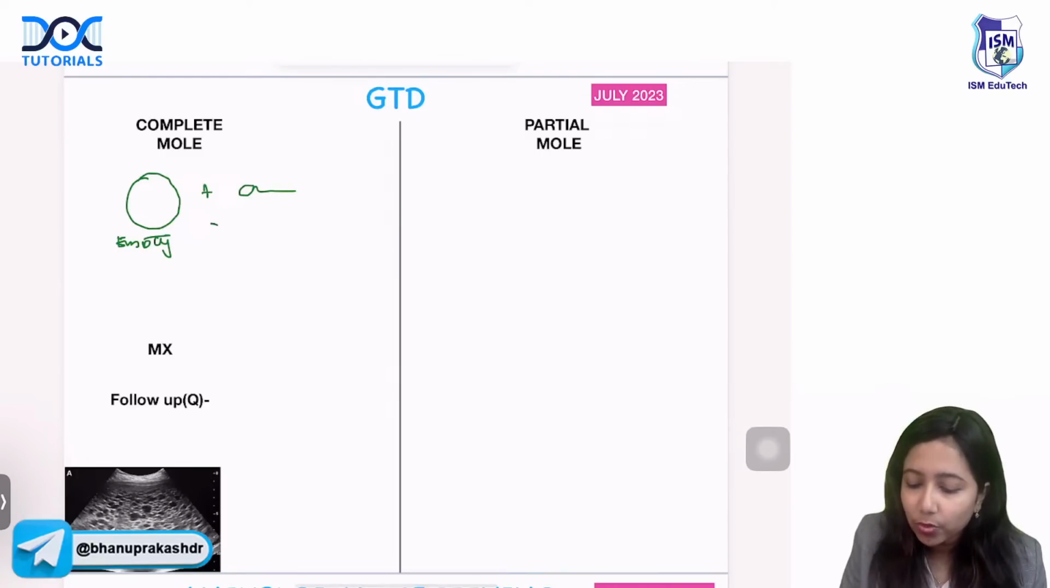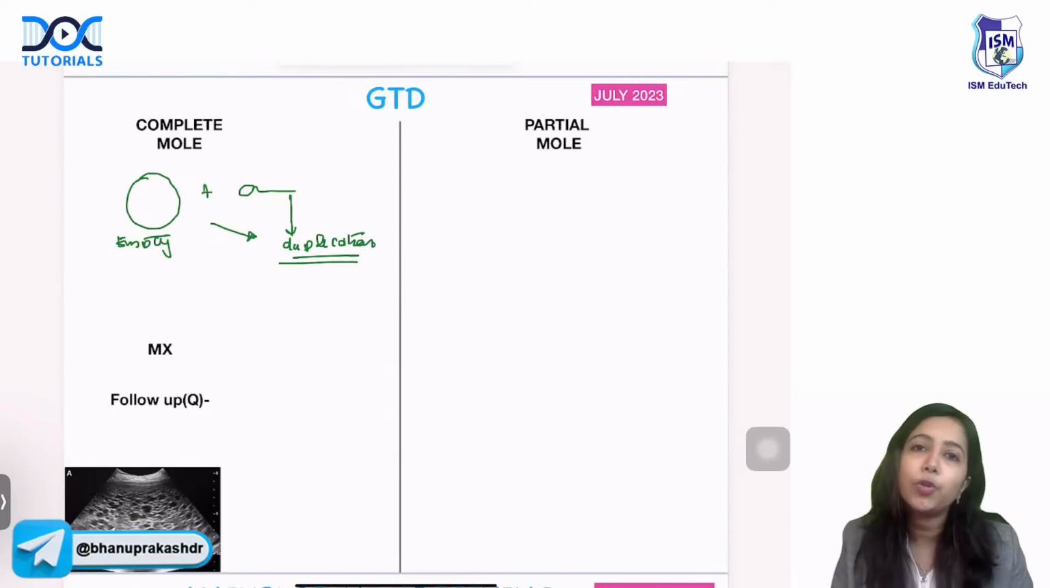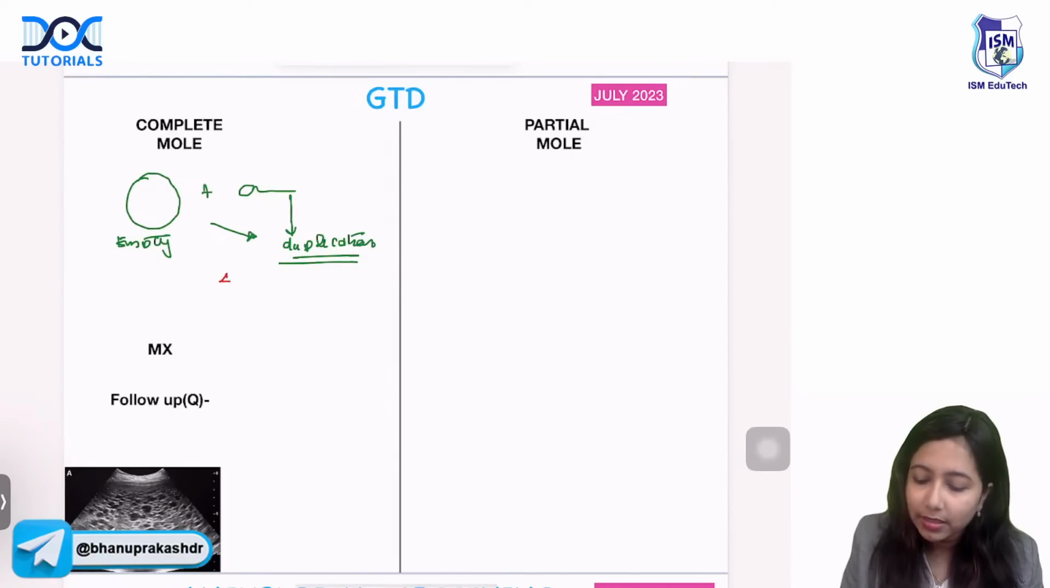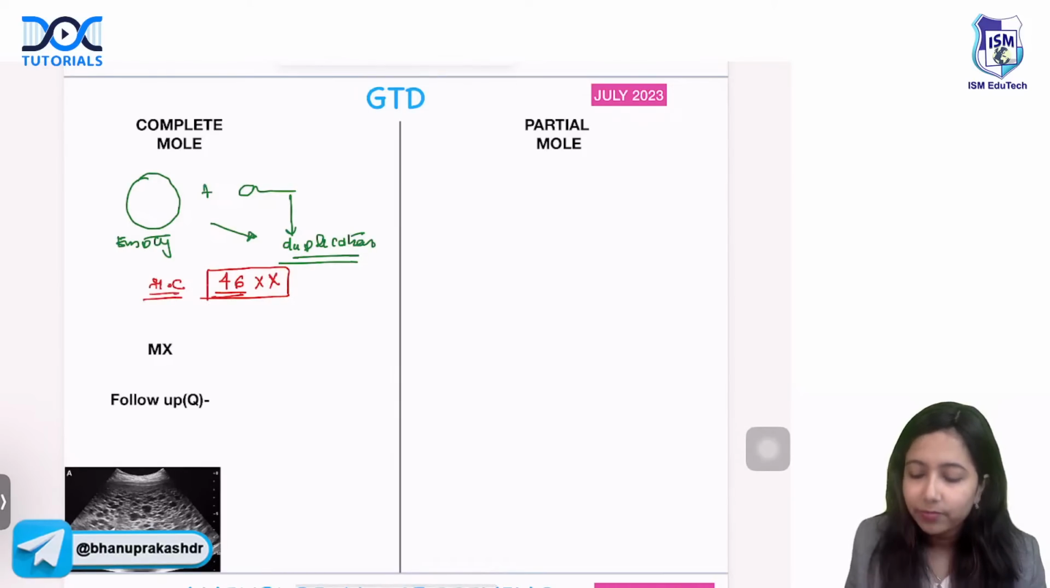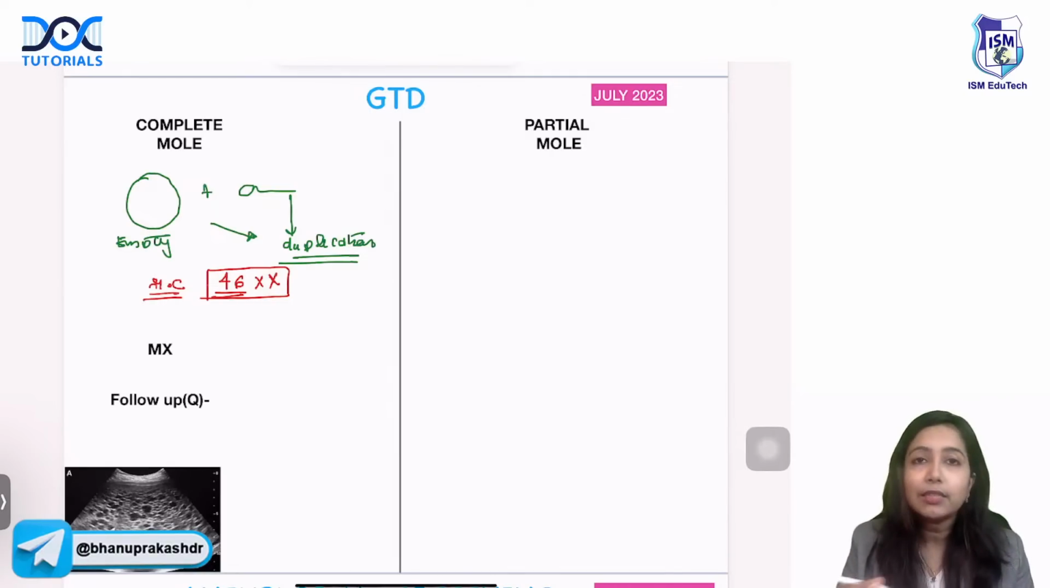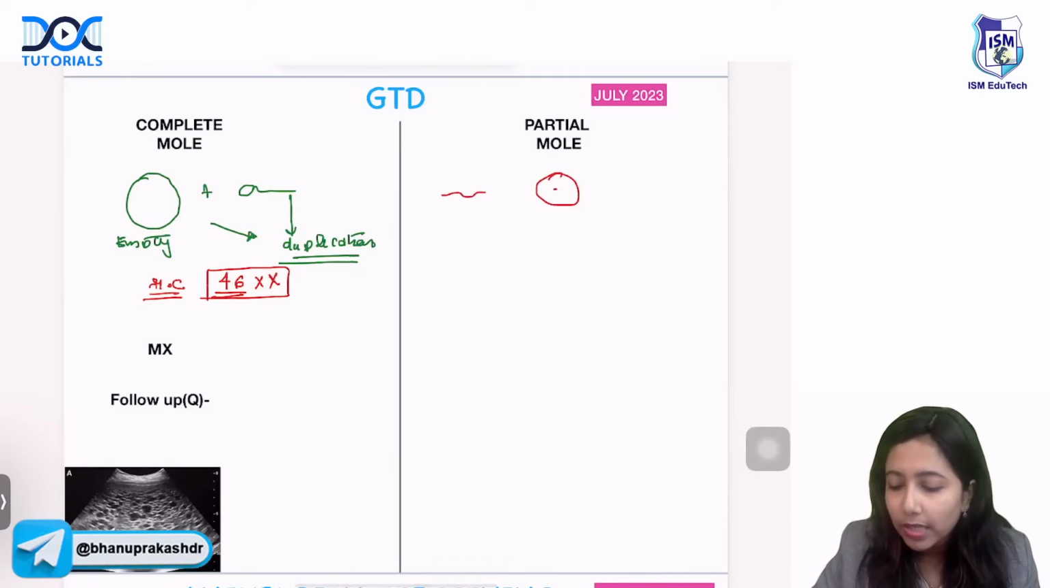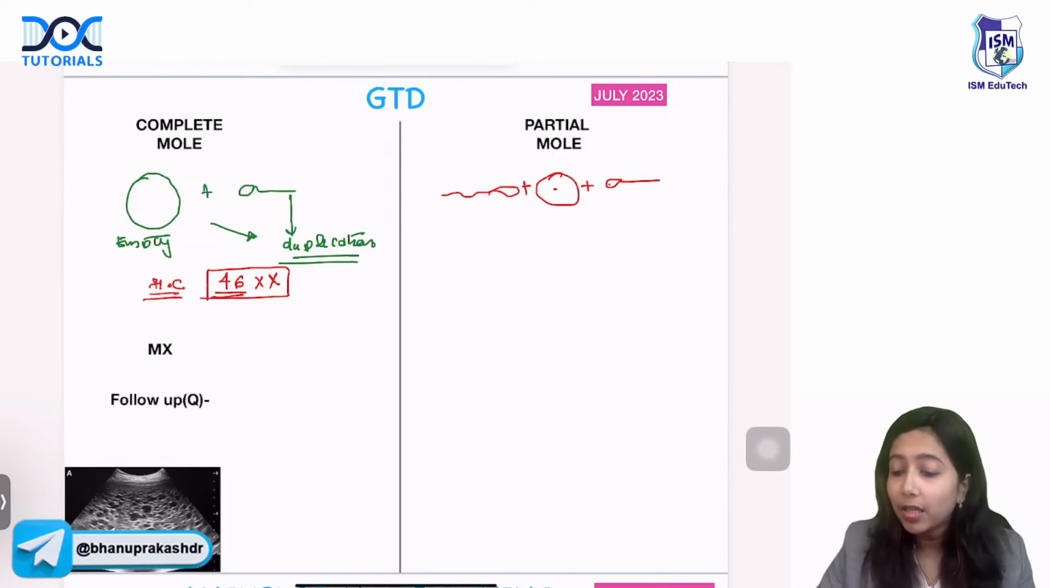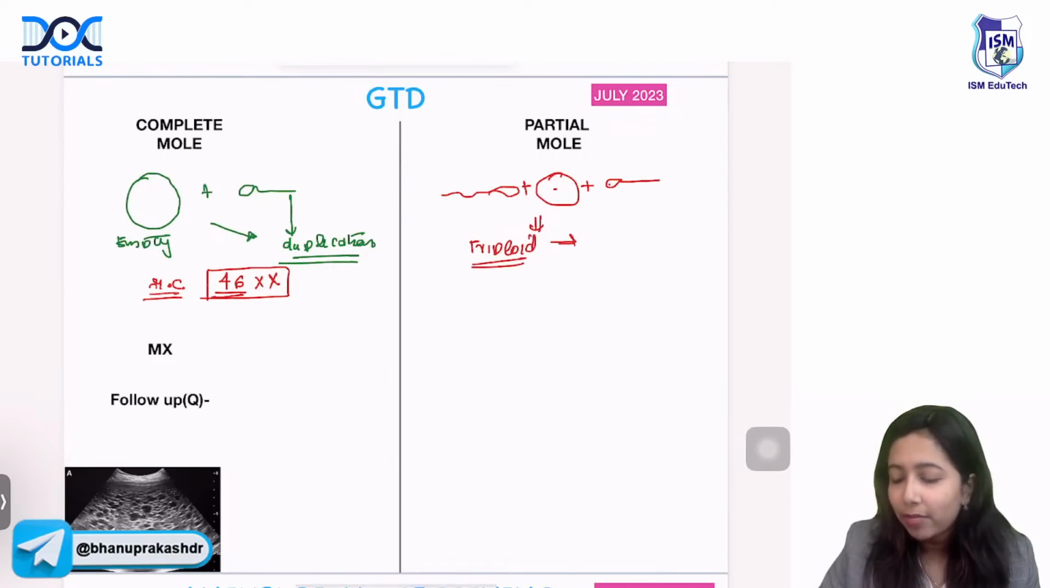After this fusion has happened, there is duplication of sperm: an empty egg and a sperm which has duplicated. So what is the final product? It is diploid, and the most common karyotype is 46XX. Whereas in partial mole, there is one egg which has been fertilized by two separate sperms. So the final product is actually triploid.